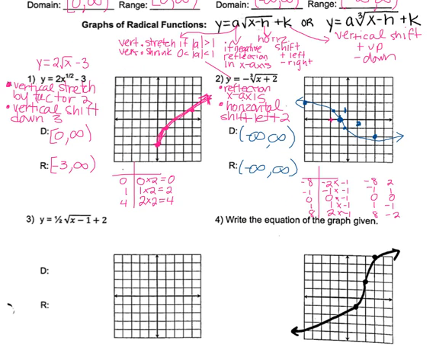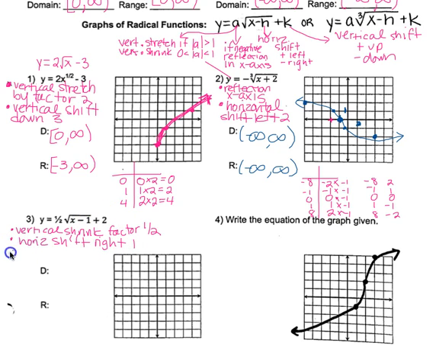All right. This one, I've got a square root this time. So in front, I've got an A. It's 1/2. So 1/2 is between 0 and 1. So this is a vertical shrink by a factor of 1/2. Then this is an H value. It's positive, so it goes right. So horizontal shift, right 1.